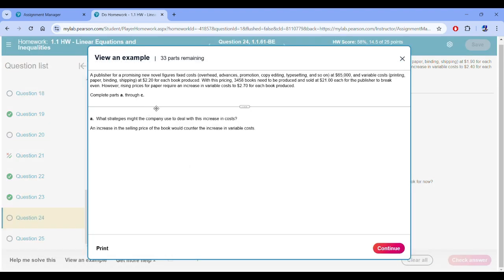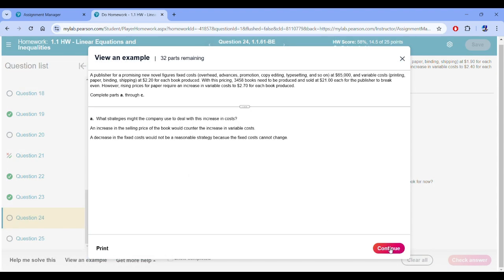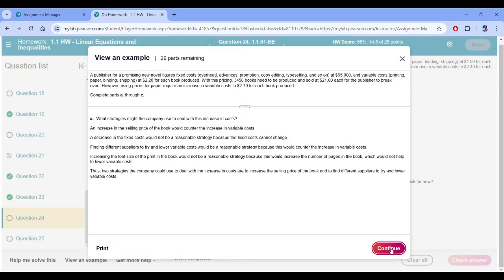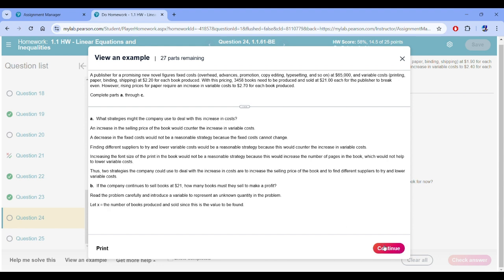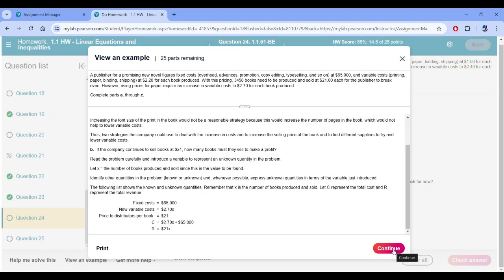Let's view an example. All right, so we know that they're going to have to either increase the book price or try to find a different supplier to lower the variable costs. So if the company continues to sell books at $21, how many books must they sell to make a profit? So let X be the number of books that they have to sell. Identify other quantities. And let's see the equation.